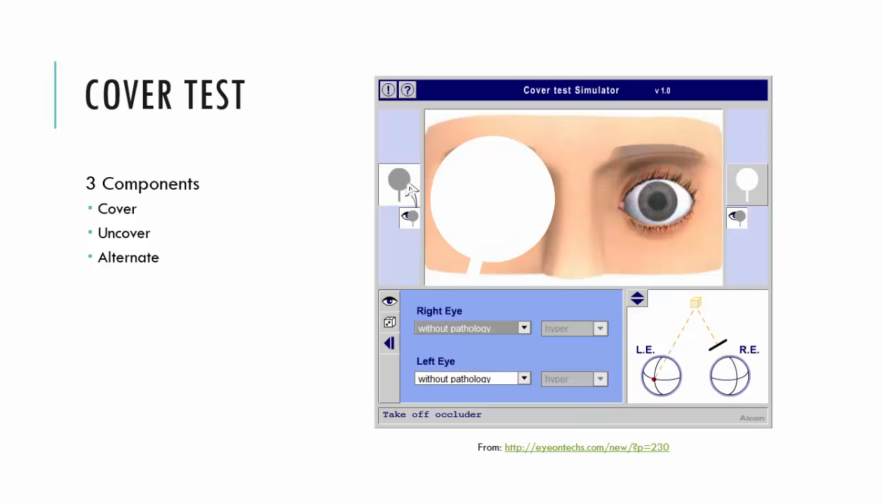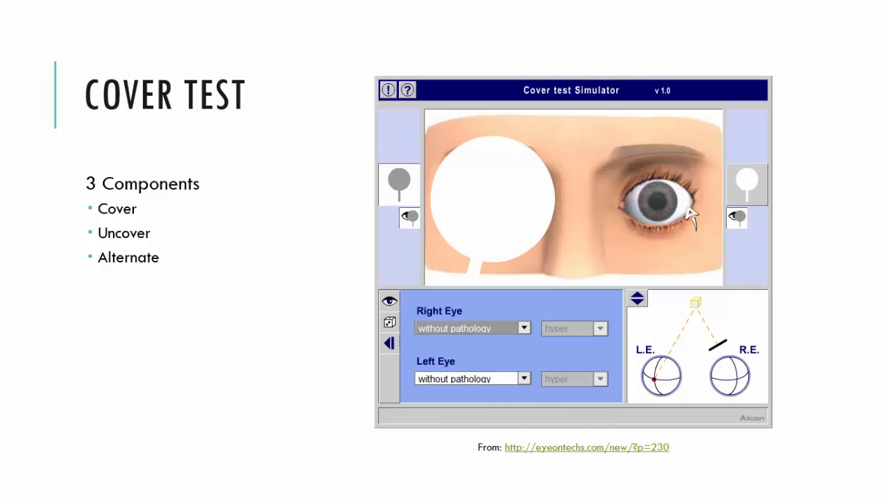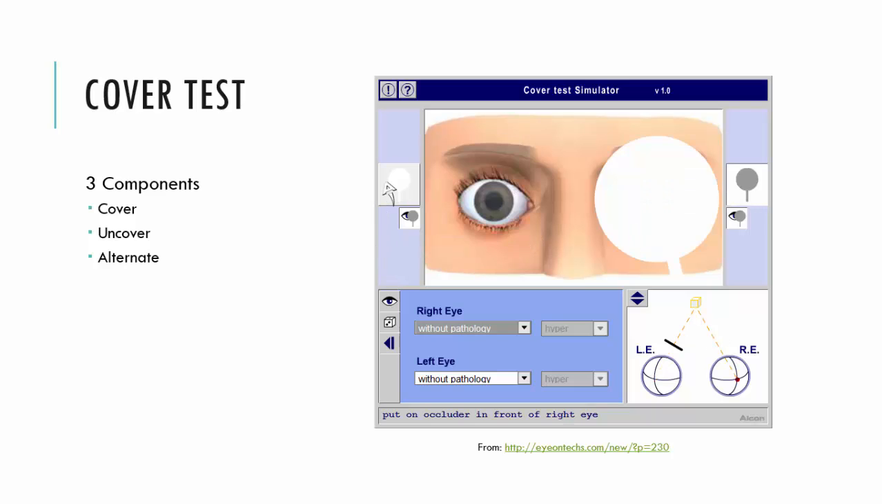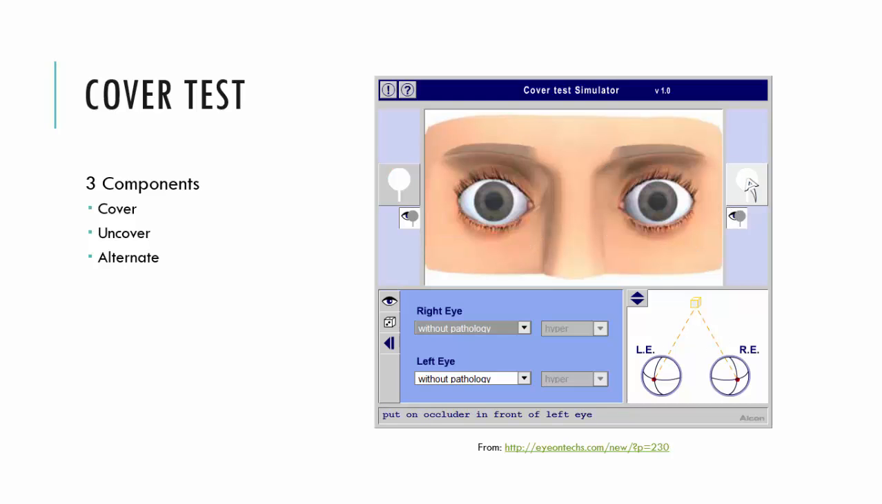And what I'm looking at is the eye as I uncover it. So looking at the right eye, left eye, right eye, left eye, right eye. And I'm seeing no movement. So I have confirmation here now that this patient does not have a manifest strabismus, so they're orthotropic, and they don't have a latent deviation, so they're orthophoric.